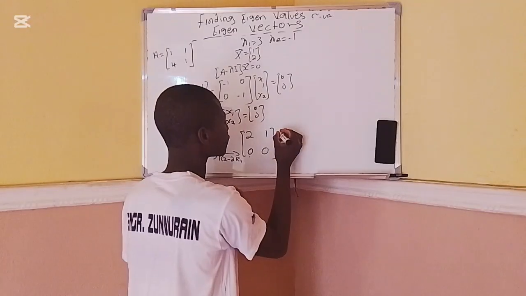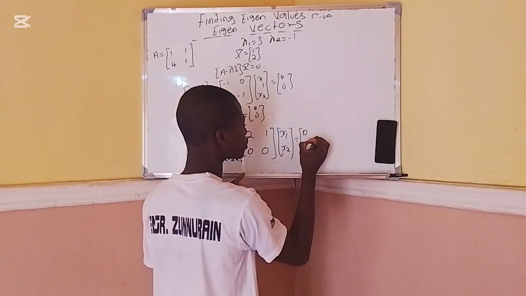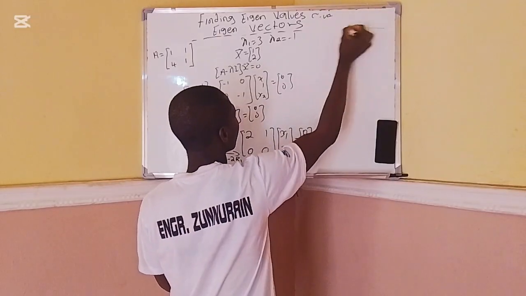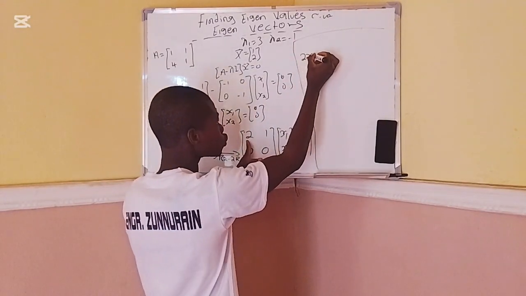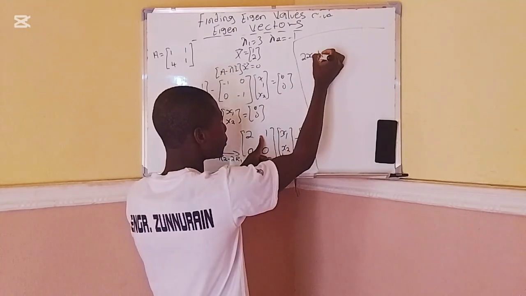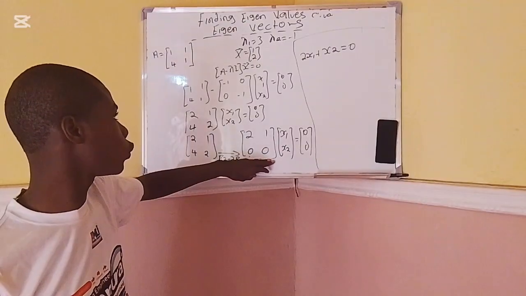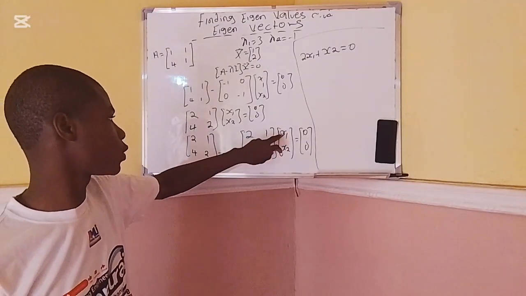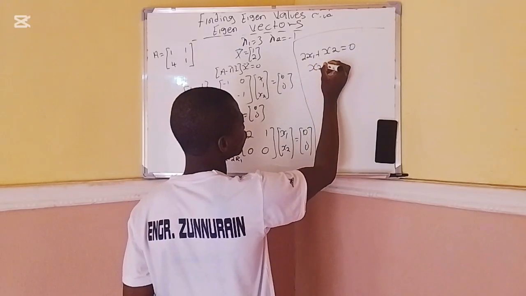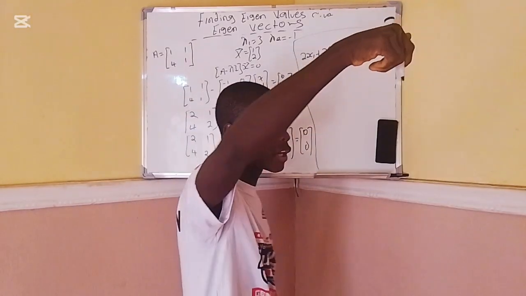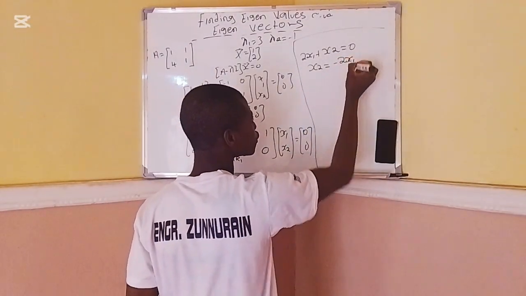So therefore, multiplied by x1, x2, which is equal to 0, 0. So therefore, I have to multiply 2 by x1, 2x1, plus x2, which will be equal to 0. Because there is no way to multiply with these zeros between this and this. So therefore, I have to keep x2, it will be equal to, if the positive 2 crosses the equal sign, it will become negative. So therefore, negative 2x1.